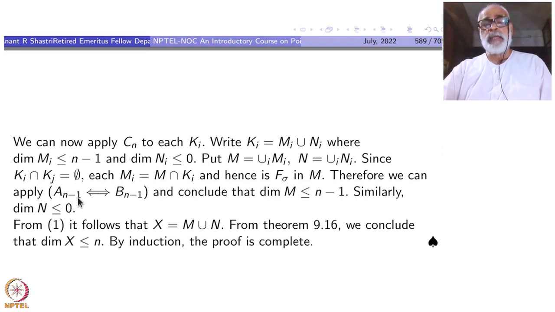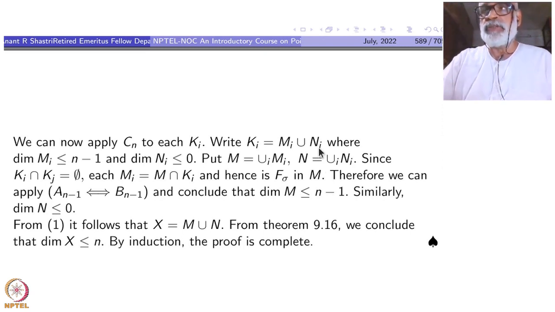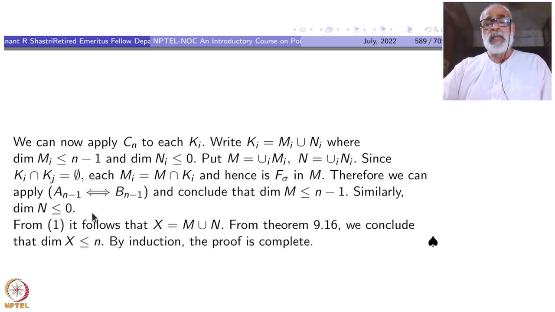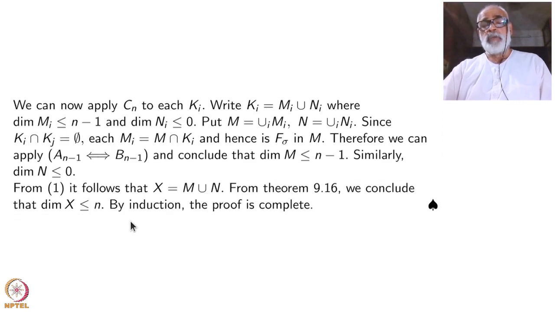Therefore, we can apply A n minus 1, which is the same thing as B n minus 1. If you say F sigma is the same thing as a closed subset, we conclude that the dimension of M is less than or equal to n minus 1. Whether you apply A n minus 1 directly or B n minus 1, you can directly apply B n minus 1 because they are F sigmas. So the dimension of M is less than or equal to n minus 1. Similarly, each of these Ni's is of dimension 0, therefore the dimension of N, which is a countable union, is less than or equal to 0.